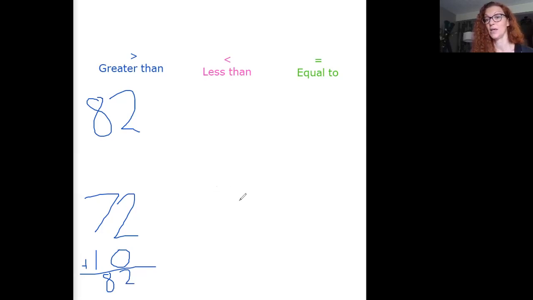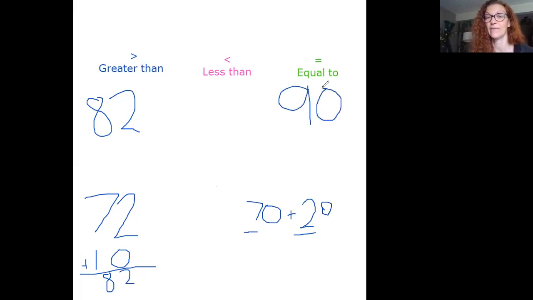70 plus 20. Ooh, so we have 70. Let me mix it up and do this one. 70 and 20, which means, oh my goodness. I have 7 10s plus 2 10s. Write the number down. Nice work. It is 90 because we have 7, 8, 9. There we go. My fingers didn't want to work that way.